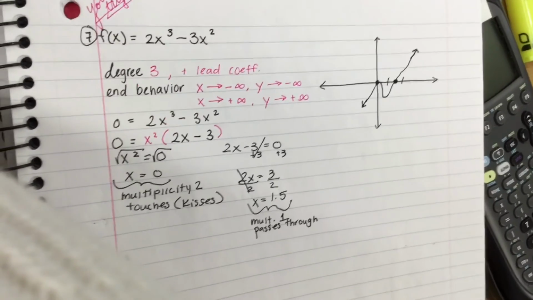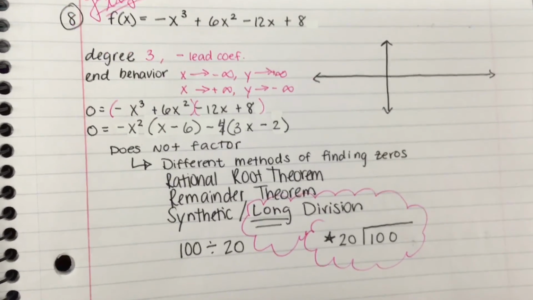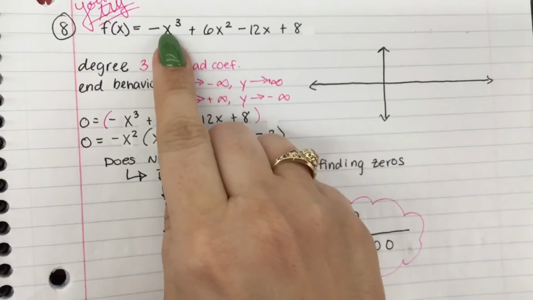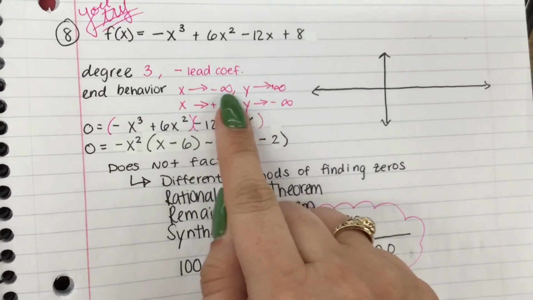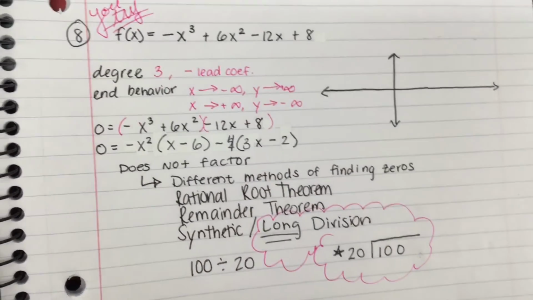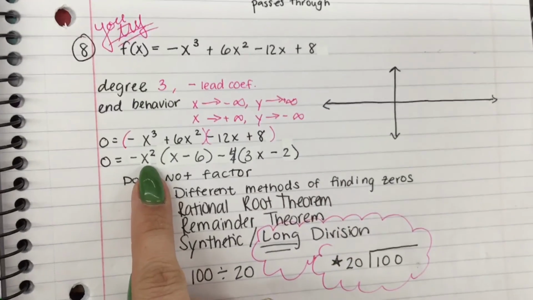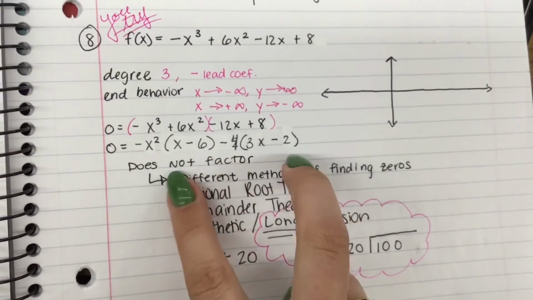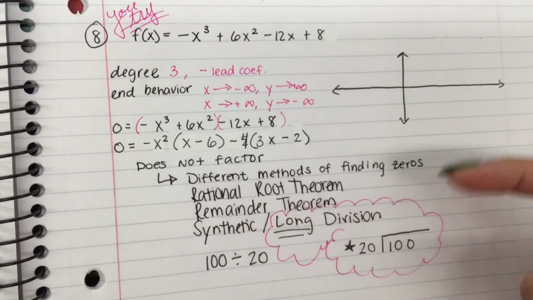So unfortunately, not all polynomials factor in a way that we know how to factor. For this example, we can see that this is degree 3 with a negative leading coefficient, so it's going to go up on the left and down on the right. But if we try to factor this by grouping, we see that the things that are inside of those factors are not the same. So this does not factor. So we're going to have to learn different methods of finding zeros.